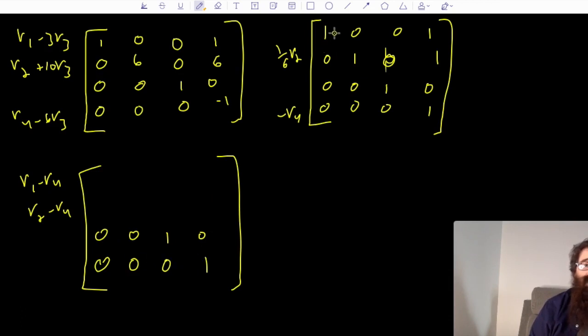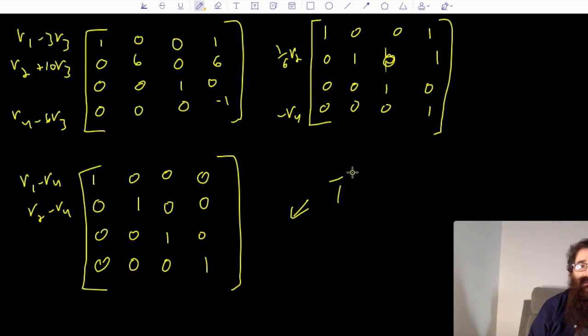In row 1's position, I'm going to get 1 minus 0 gives me 1, 0 minus 0, and then again gives me zeros. 1 minus 1 gives me that 0 that I needed. In row 2 minus row 4, 0 minus 0 gives me 0, 1 minus 0 gives me 1, 0 minus 0 gives me 0, 1 minus 1 gives me that 0. Fully reduced. I have the 4x4 identity.